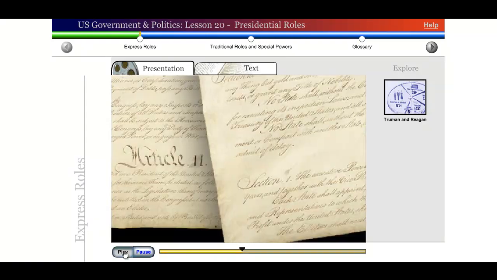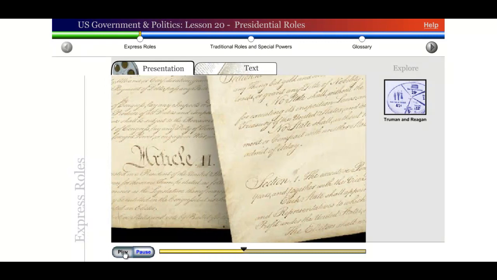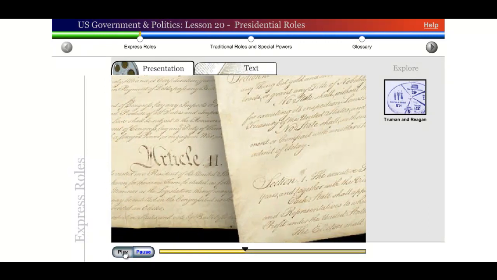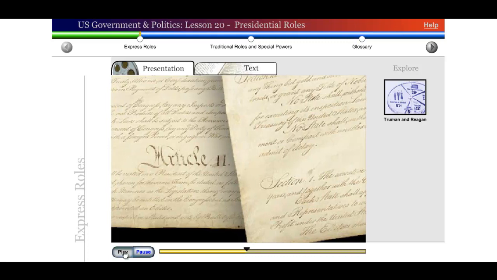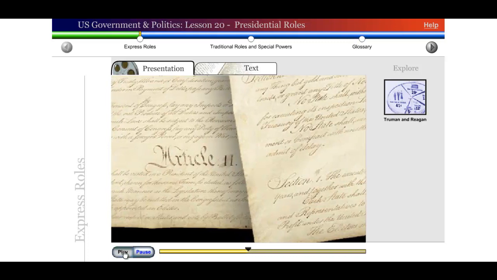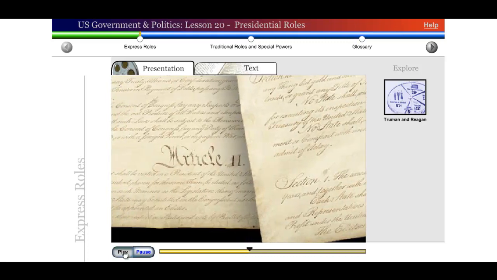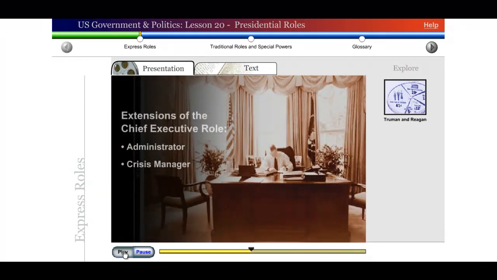As Chief Executive, principally defined in Article 2, Sections 1 and 3 of the Constitution, the President is the champion of the United States Constitution, sworn to uphold its laws and oversee their execution. Two vital extensions of the Chief Executive role are those of Administrator and Crisis Manager.